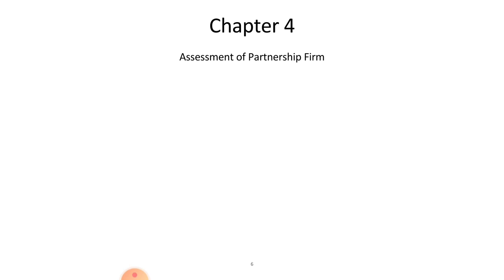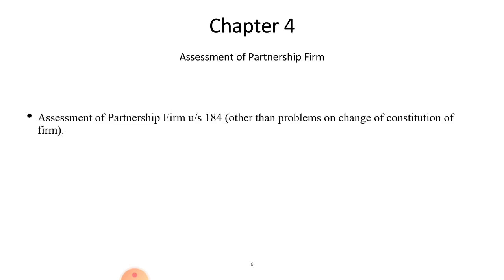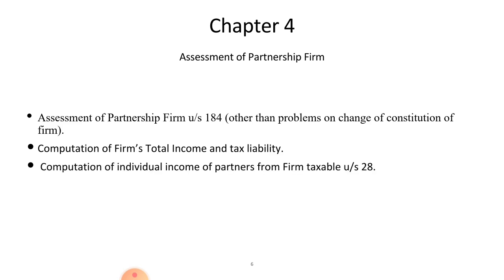Under the fourth chapter, we are going to discuss concepts like assessment of partnership firm under section 184, other than problems on change of constitution of firm. Next concept is computation of firm's total income and tax liability. Next concept is computation of individual income of partners from firm taxable under section 28. So these are the concepts.